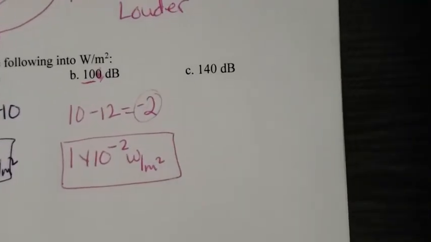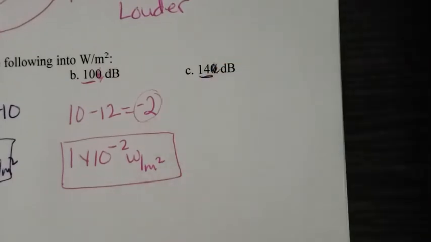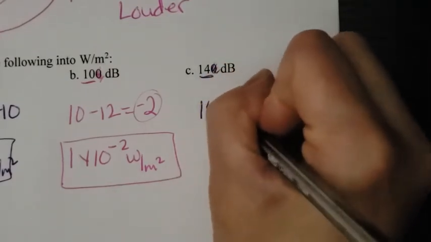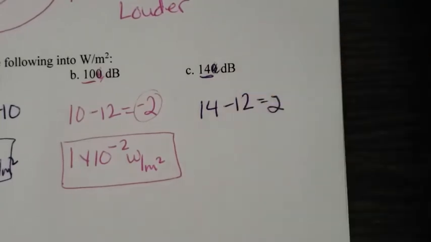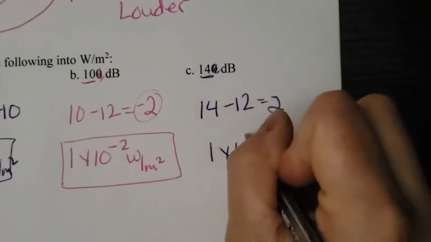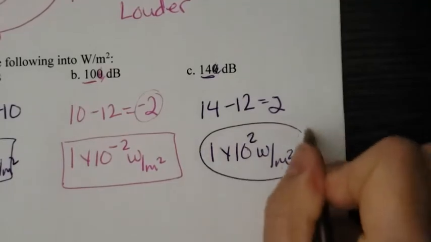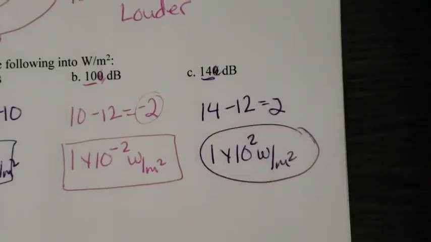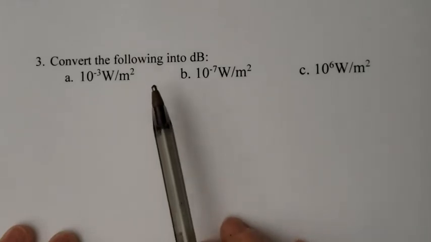Let's try this one. We ignore the back 0. We have 14, so that's our number. We go 14, subtract 12, gives me 2 this time, positive 2. So I simply write 1 times 10 to the positive 2 watts per meter squared. You've just learned how to convert decibels into watts per meter squared.